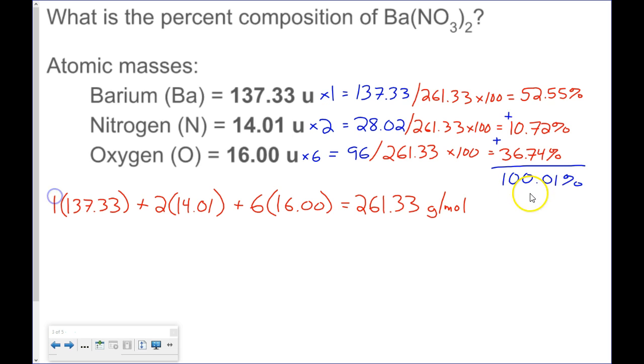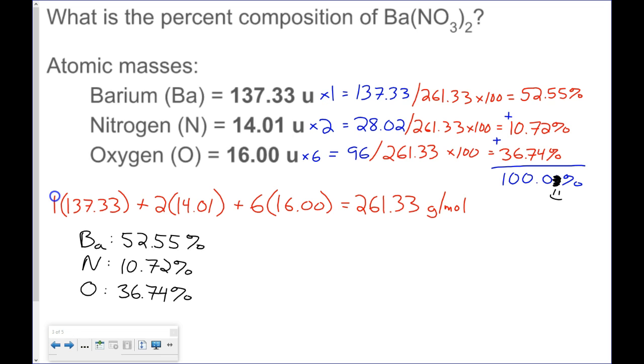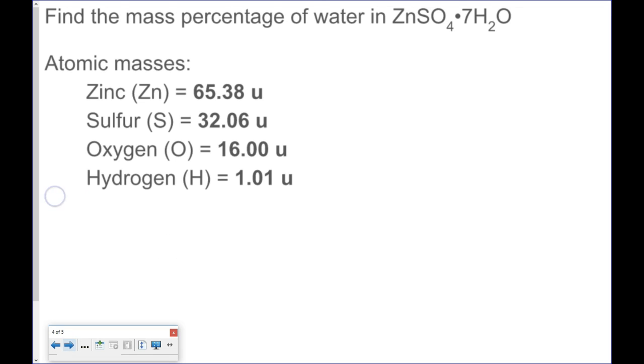And if you do it all right, this should add up to 100. Mine adds up to about 100.01, but we're going to kind of ignore that last one there. You get some rounding errors in there. So again, when you do percent composition, the final amount will always be 100%.